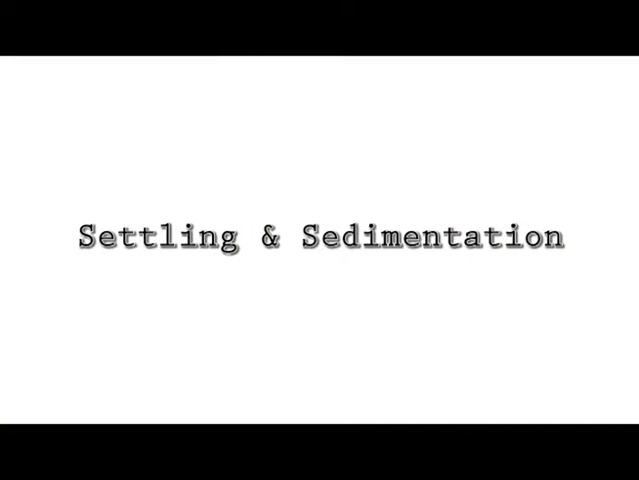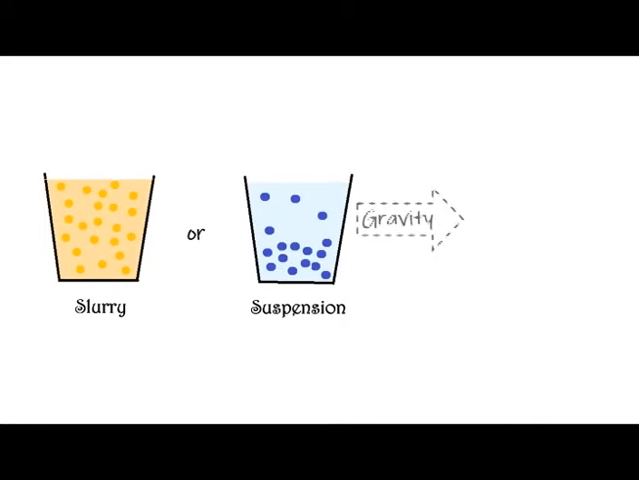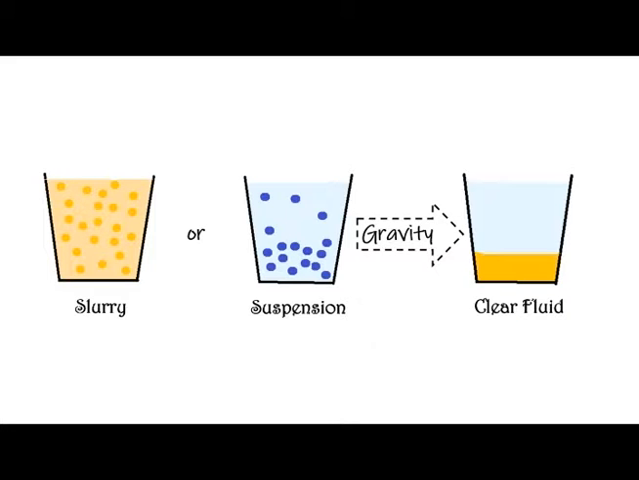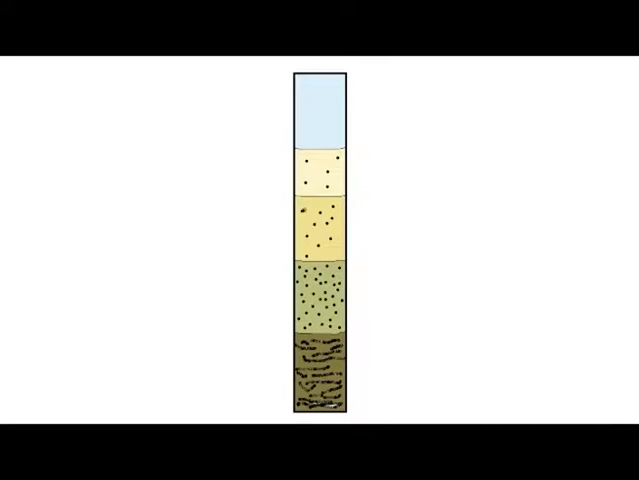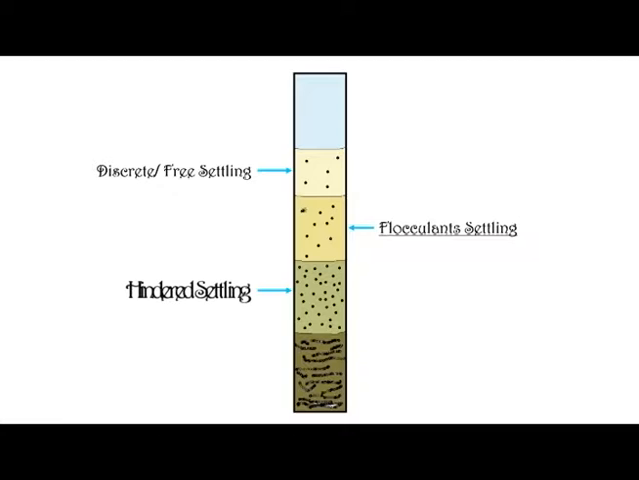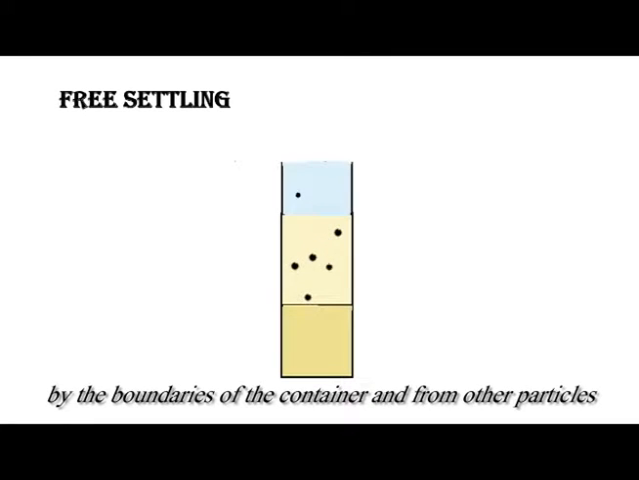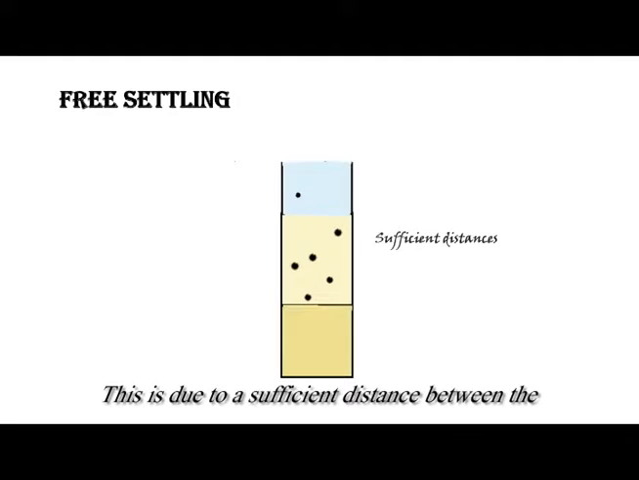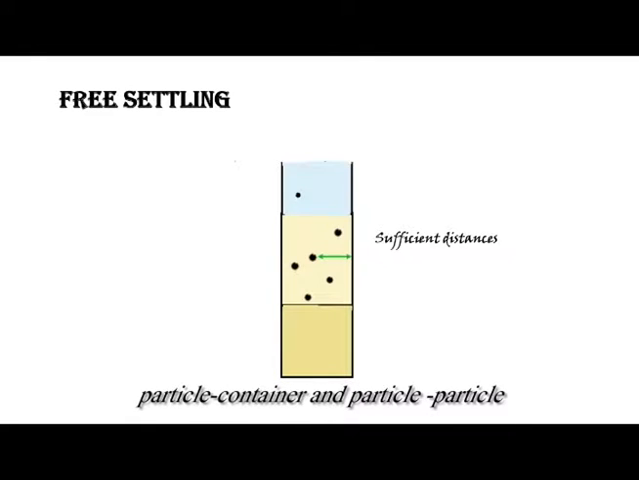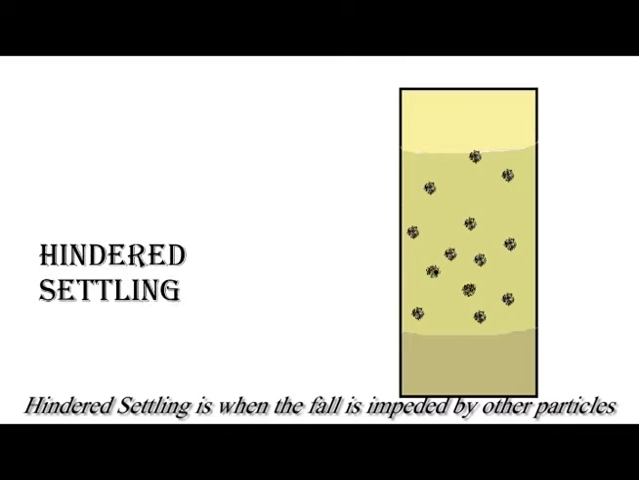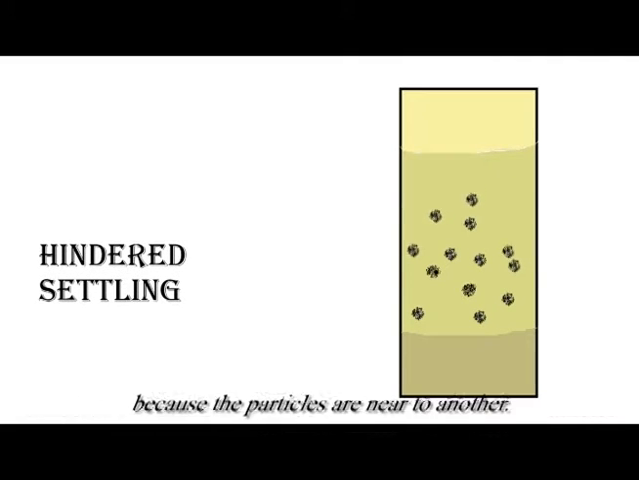For settling and sedimentation, the mechanism used is the separation of a dilute slurry or suspension by gravity settling into a clear fluid. There are four settling types, which are discrete or free settling, flocculent settling, hindered settling, and compression. Free settling is when the fall of a particle is not affected by the boundaries of the container or by other particles. This is due to sufficient distance between particle and container and between particles. Hindered settling is when the fall is impeded by other particles because the particles are near to one another.